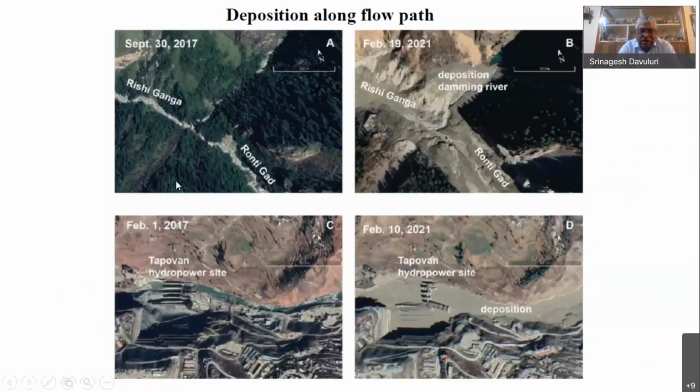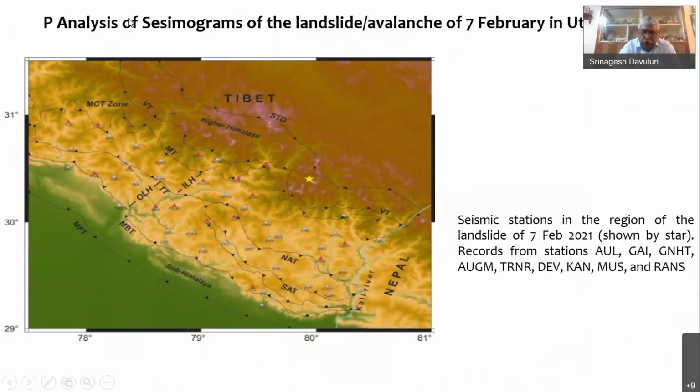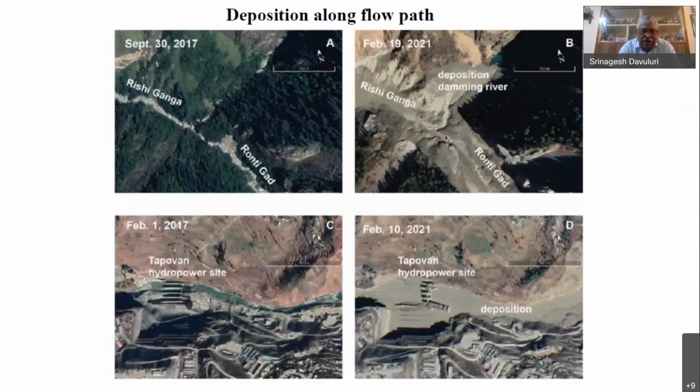And if you would like to see these satellite imageries, this is September 30, 2017. This is the Rontigad, this is the Rishi Ganga, and the Dhauli Ganga comes from the other side. This is February 19, 2021. You can see the deposition and the damming of the river had happened. And this is the Rishi Ganga, which is filled with debris and rock mass.